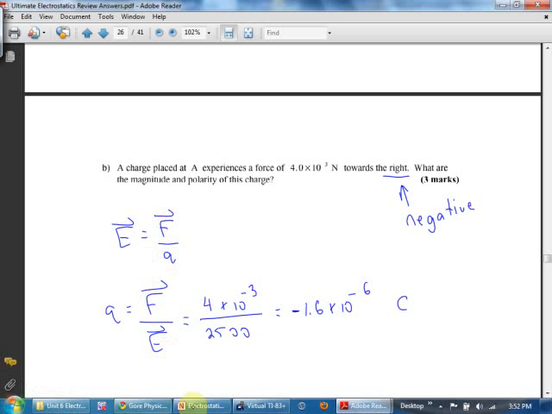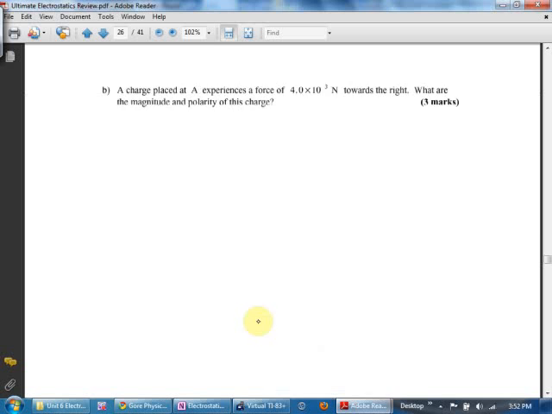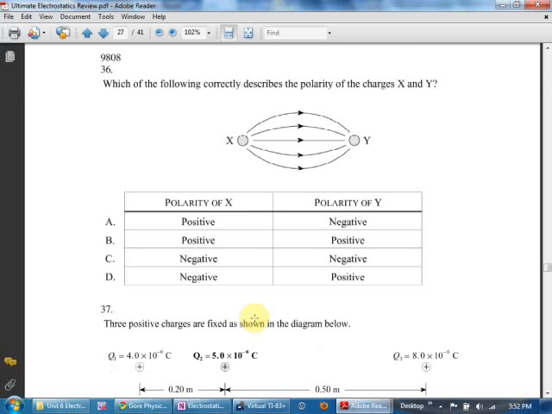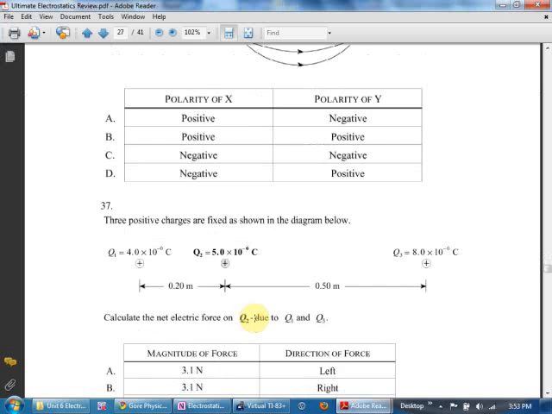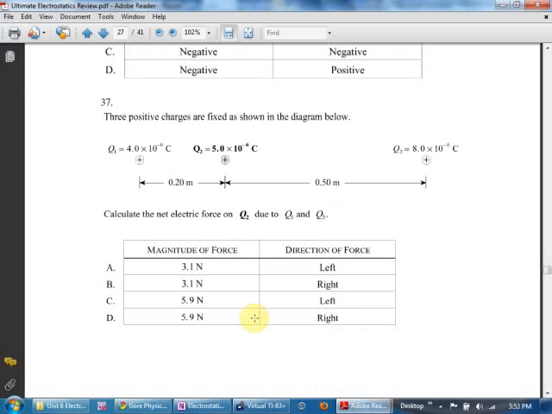Uh, 36, another electric field diagram. Are you cluing in, number 37, are you cluing in fairly often? They're asking you to find a net electric field or a net electric force. Now this is the net electric force. For that I need three charges. It wants me to find the net electric force on this guy.